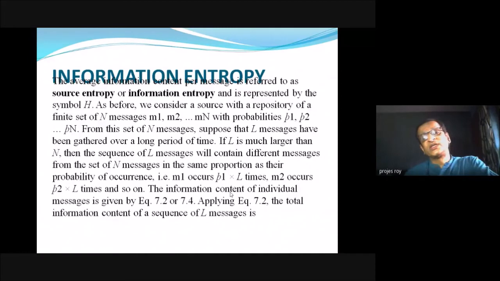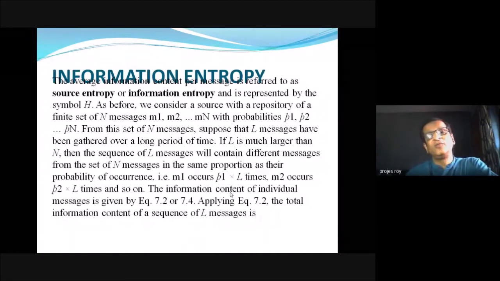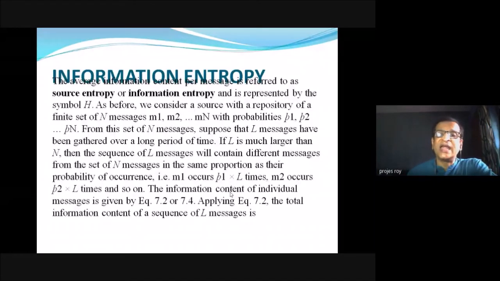As before, we consider a source with a repository of a finite set of N messages, M1, M2, up to Mn, with probabilities P1, P2, P3, up to Pn. From this set of N messages, suppose that L messages have been gathered over a long period of time. If L is much larger than N, then the sequence of L messages will contain the different messages from the set of N messages in the same proportion as their probability of occurrence. That is, M1 occurs P1 times L, M2 occurs P2 times L, and so on. The information content of individual messages is given by the equation you have in your books, applied over here.